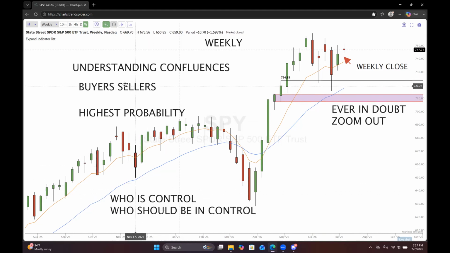We ask ourselves that because we need to figure out who is in control. Is it the buyers or is it the sellers? And then who should be in control? Is it the buyers or sellers? If the buyers are in control, where the buyers should be in control, then we look to the upside. If the sellers are in control, where the sellers should be in control, we look to the downside, right? That gives us our highest probability. If you guys are ever in doubt, you need to zoom out.